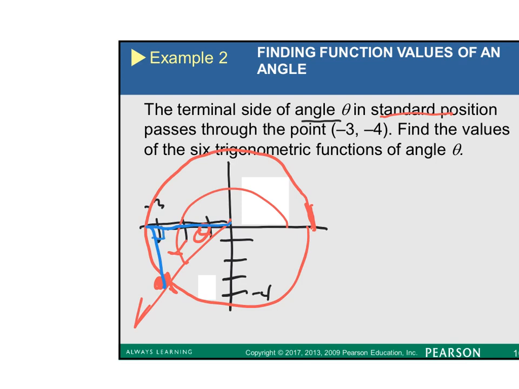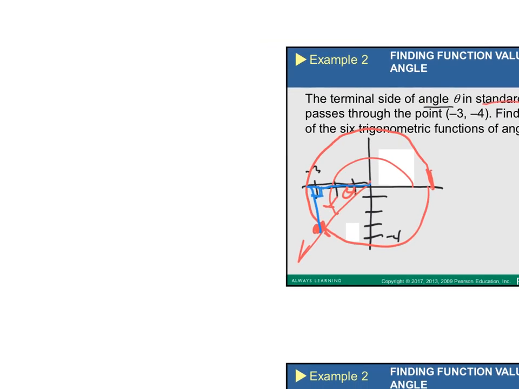Your triangles are always perpendicular to the x-axis. That's another hard part. I've seen people do this. They knew this, then they went like that. That's parallel. We don't want that. That right angle's in the wrong spot.